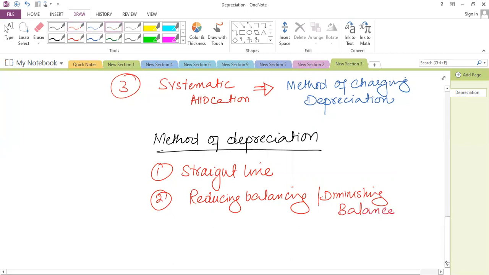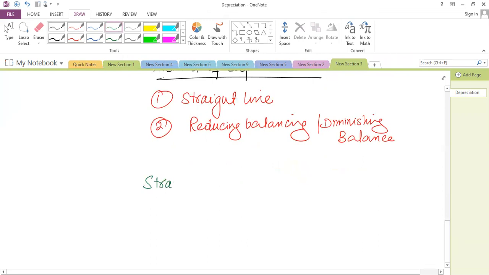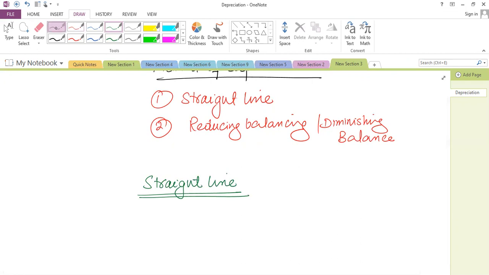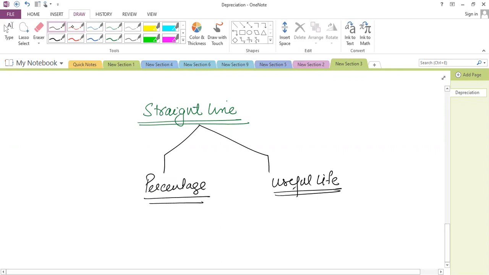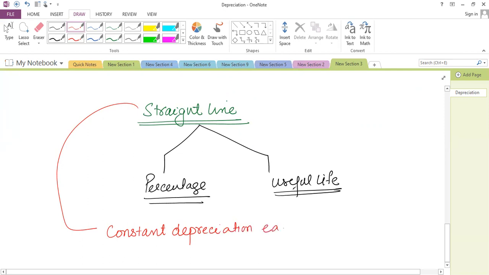So what exactly is the straight line method of depreciation, and how will we record depreciation under it? Under the straight line method, you can calculate either through a percentage if it is given, or through useful life. Whichever is given, in straight line there will be a constant depreciation each year until and unless the estimates are changed.